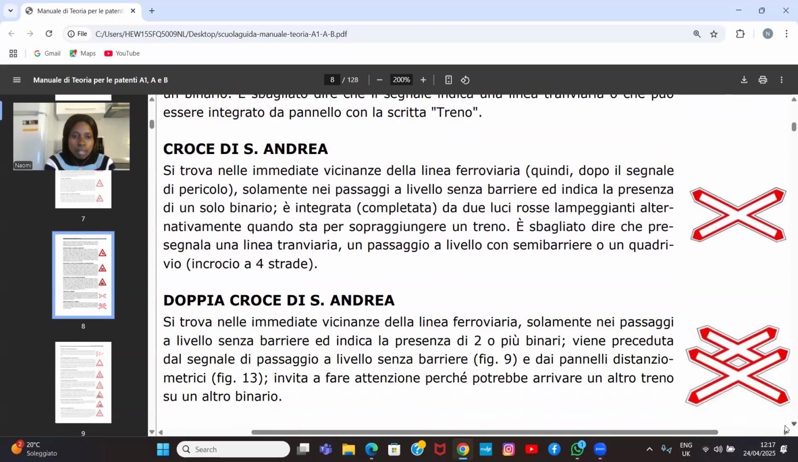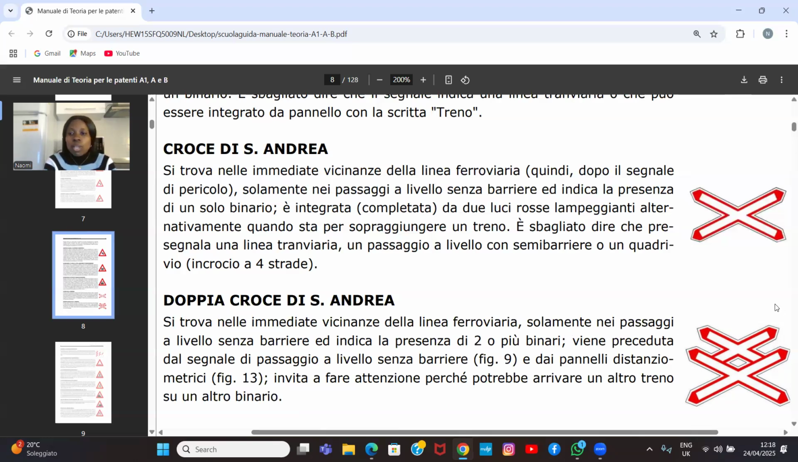Doppia Croce di Sant'Andrea tells us that, in fact, let me just read it through: si trova nelle immediate vicinanze della linea ferroviaria solamente nei passaggi a livello senza barriere ed indica la presenza di due o più binari. Now, you see this very doppia croce di Sant'Andrea, the double cross of Sant'Andrea, when there are two train lanes or more.